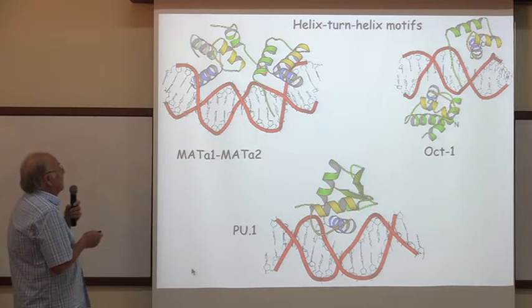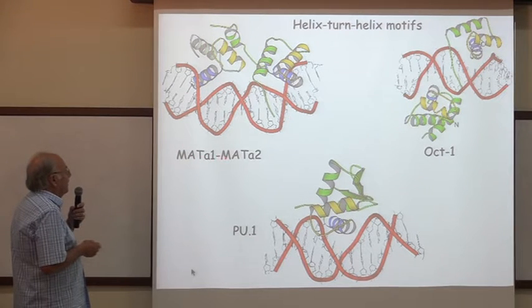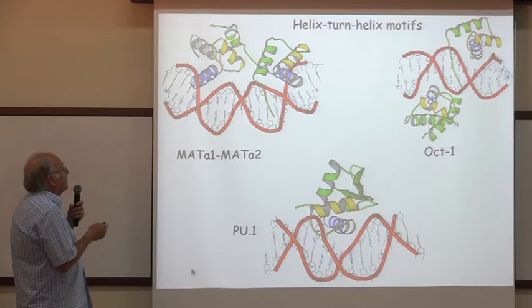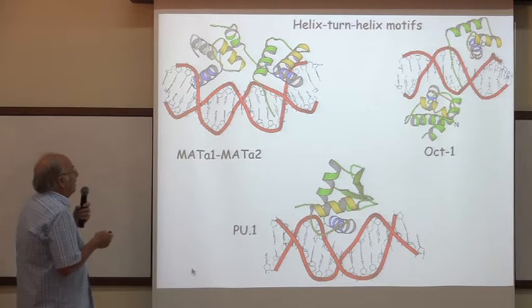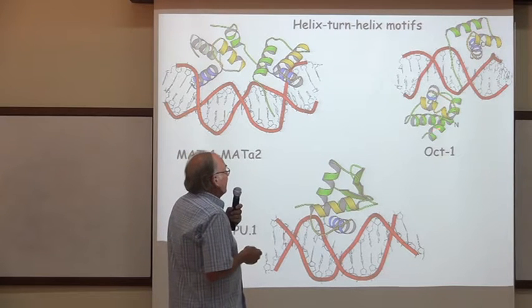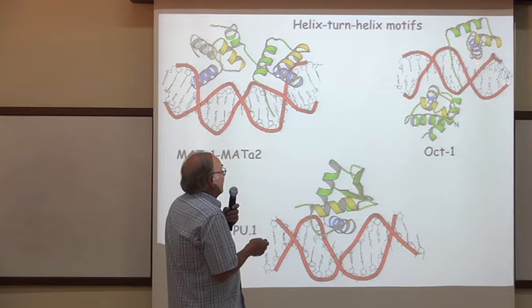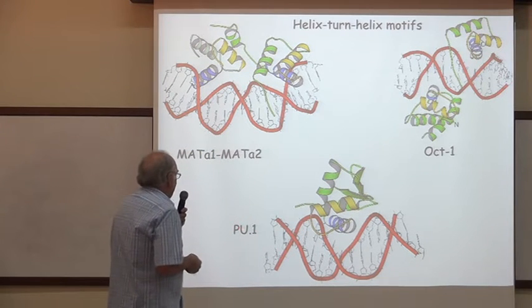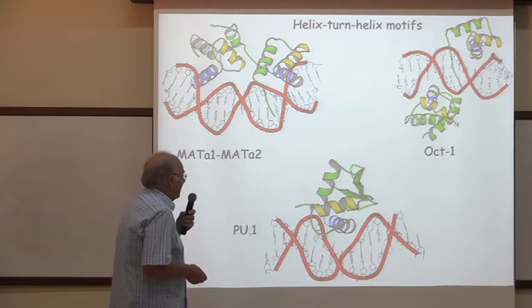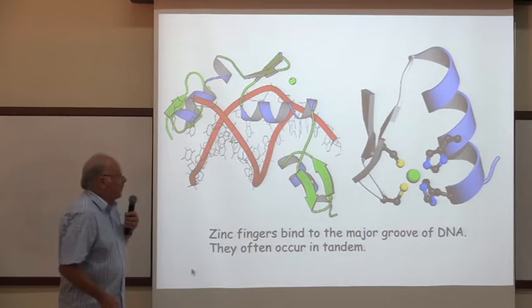So here are some more helix-turn-helix motifs. The MATa1, MATα2. So this is a heterodimer binding to the DNA, and here you have OCT1, which is also a helix-turn-helix motif binding to the major groove, and PU.1 helix in the major groove, just to show you a number of examples.